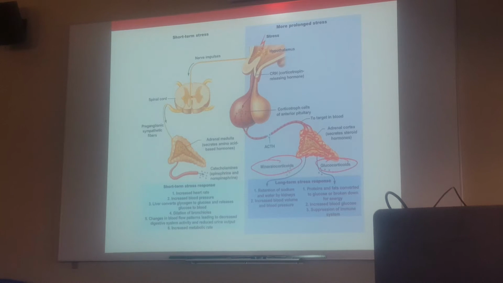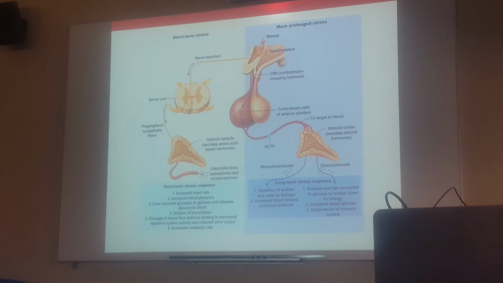Mineralocorticoids and glucocorticoids. Now, tell me what's the difference. Mineralocorticoids do what? Obviously, they retain sodium and reduce water loss by the kidneys, increasing blood volume and blood pressure. Now, tell me a hormone that's a mineralocorticoid. Aldosterone. Tell me a glucocorticoid. Cortisol. So, with regards to fluid balance, we're going to talk about aldosterone right now, and then we'll get back to cortisol.